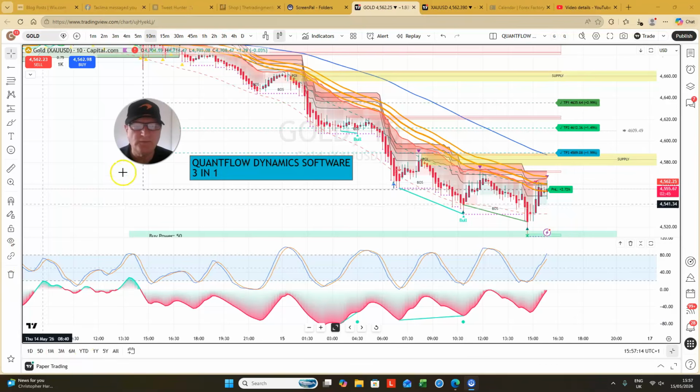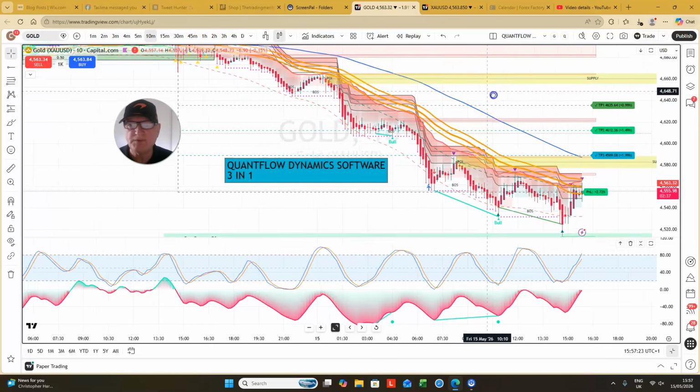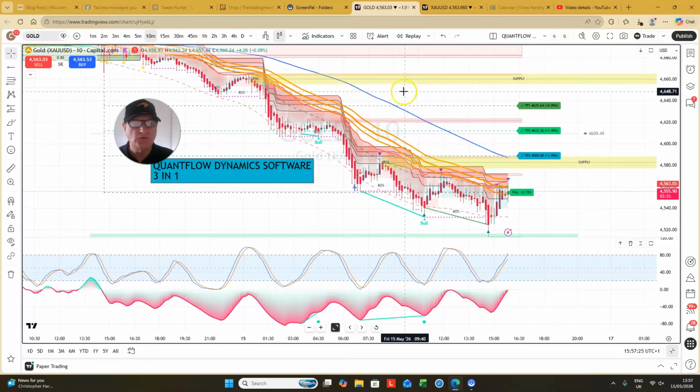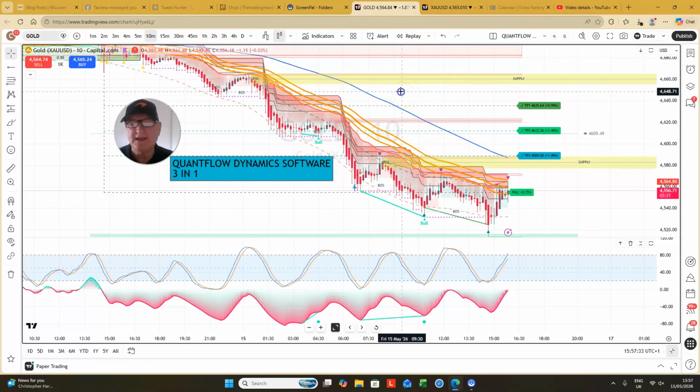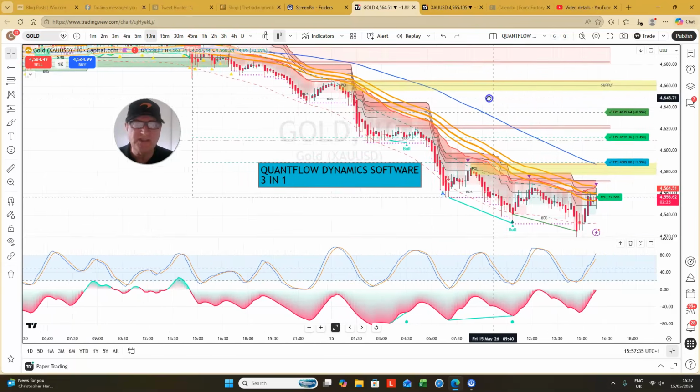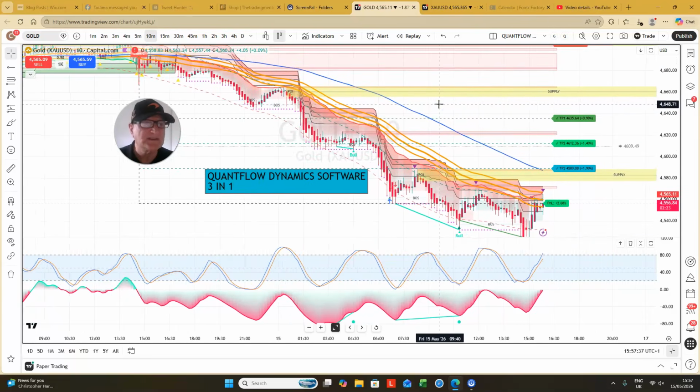Congratulations if you have the QuantFlow Dynamics software. I'll cover this in the next few minutes so you can understand better how it works, why it works, and why you should have it. But it's a trending forecast. It is a 3-in-1 piece of kit which measures reversals, swing highs, swing lows, and continuation patterns. So let's have a look at this in the 10-minute chart so you can see what's going on.